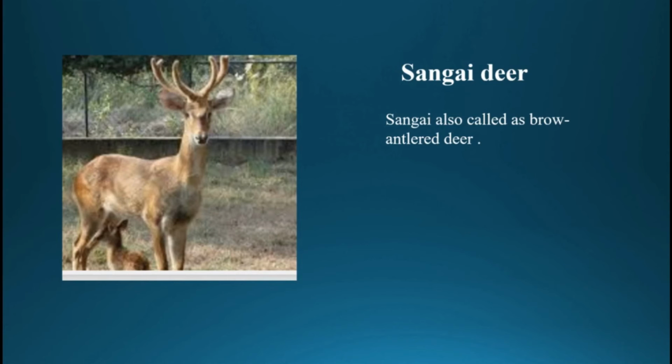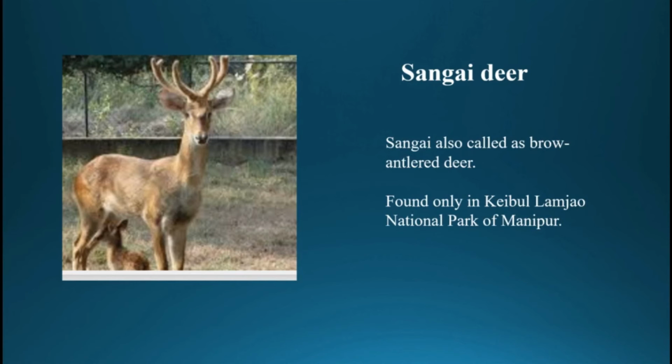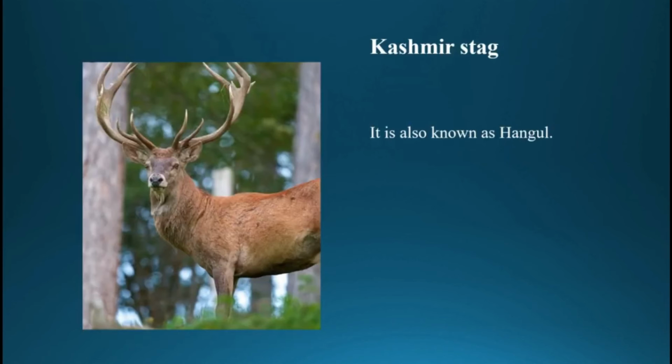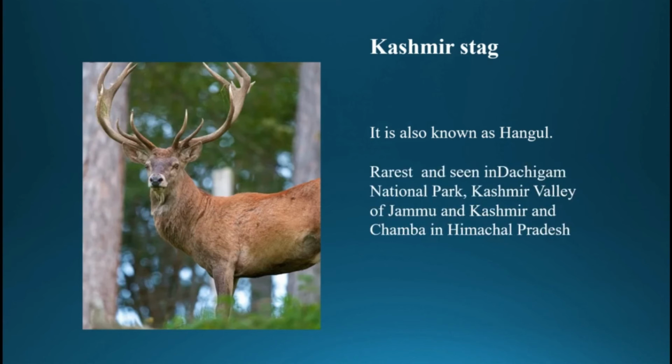Look at this deer, the Sangai deer, and the main specialty of this is that it is found only in Keibul Lamjao National Park of Manipur, or a few parts of the northeast. If you go to the Western Ghats, you can find one of the rarest monkeys in the animal kingdom, the most threatened species on the verge of extinction, and that is the lion-tailed macaque. Again, it is bound to a specific location, the Western Ghats of India. Here is another example, the Kashmir stag. It's also called hangul, and it is found in Jammu and Kashmir and in Himachal Pradesh.